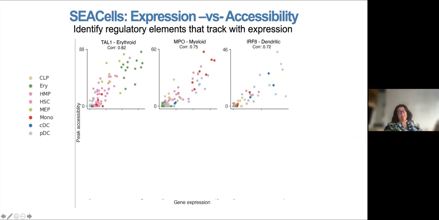Now, once you have SEACells, I just want to give you a little bit of flavor of how powerful this approach is. We can now correlate between open chromatin and transcriptional state. And you see these beautiful correlations, and this is bone marrow data to benchmark where we know the answer. You can see the high correlation between a single peak and the expression of that gene. And of course, TAL1 is being expressed in erythroid and IRF8 in dendritic cells.